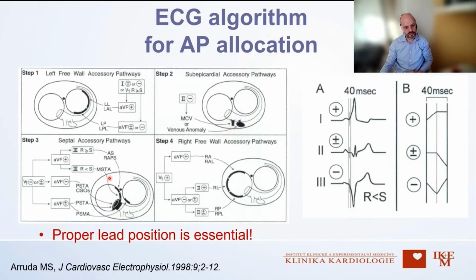Now, if you have V1 negative or isoelectric, then you have a rather septal pathway, depending on how it is in the inferior leads. If it's positive or negative, you can have anteroseptal, midseptal, or posteroseptal. If V1 is positive, it's a right lateral accessory pathway. If you rule out these, you end up with the location of the accessory pathway.